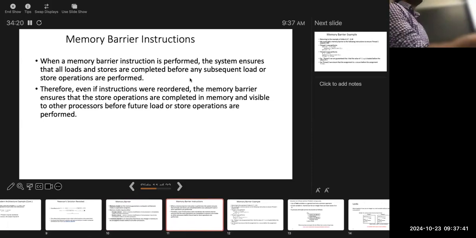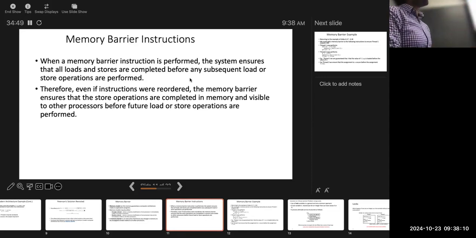Okay, let me also read this one because I think I have explained it already. When a memory barrier instruction is performed, the system ensures that all the loads and stores are completed before any subsequent load or store operations are performed. Subsequent means those which are after the barrier. So all the loads and stores before the barrier must execute and complete before those which are after the barrier. Basically, there is no reordering across the barrier.